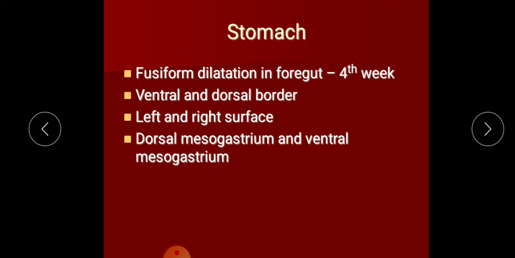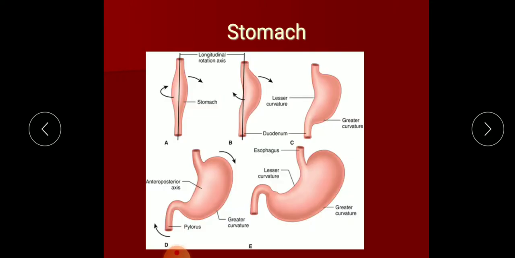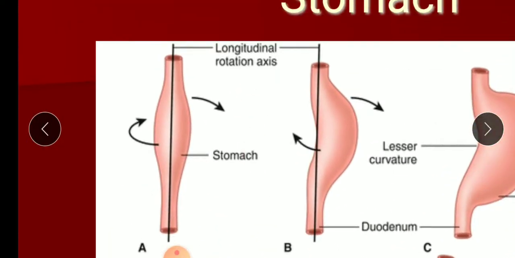What are all these things? Once you see the figure, it will be clear to you. So look at that. This is the initial fusiform dilatation you see here, in the foregut after the esophagus. First of all you find this border which faces in front, that is the ventral border. The border which lies behind, that is the dorsal border. So this surface will be the right surface. Here you find the left surface, and connecting the two borders to the anterior and posterior abdominal wall, you find the ventral and the dorsal mesogastrium.